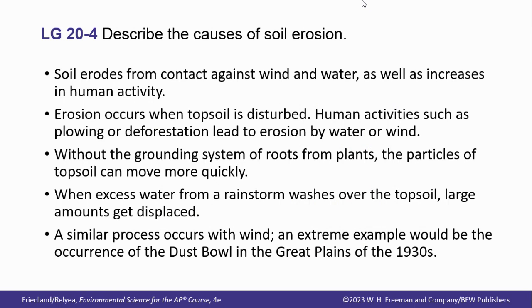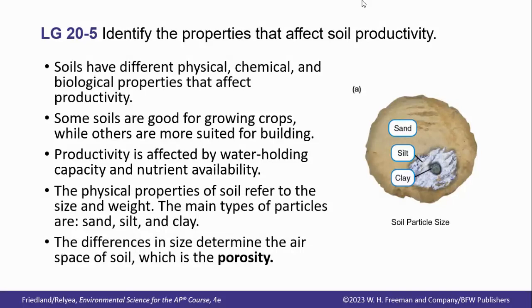And a similar process occurs with wind, but an extreme example would be the occurrence of the Dust Bowl in the Great Plains in the 1930s. So, living in Missouri, part of your education is learning about the Dust Bowl. But essentially, we were not practicing good restorative agriculture processes. We weren't leaving enough roots in the soil, and so it was just blown away because there was nothing holding it back.